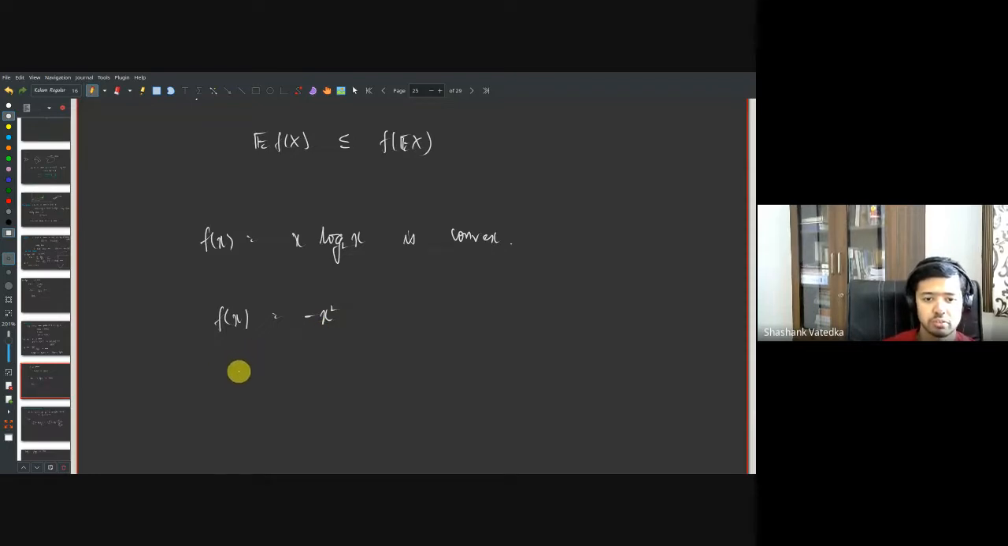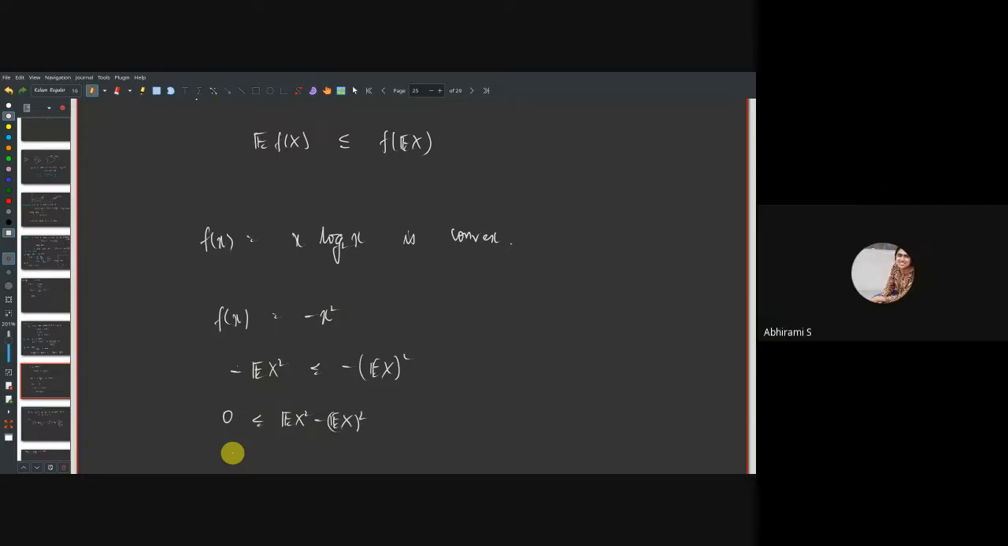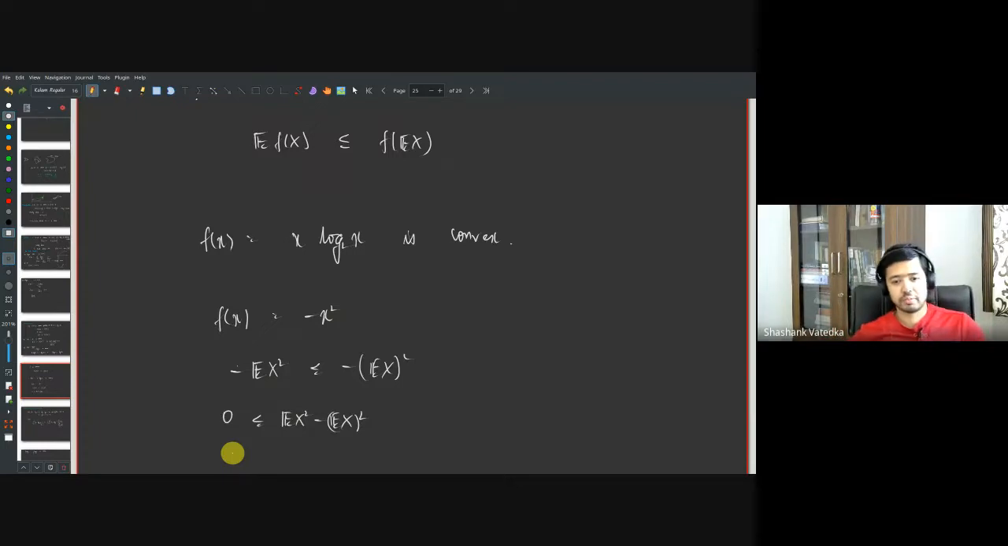So expectation of f of x, which is minus expectation of x square, is less than or equal to minus expectation of x the whole square. But then if you just rearrange, you're going to again get expectation x square. I take this on the right hand side: expectation x square minus expectation x the whole square is greater than or equal to 0. So it's still the same thing. So there's no contradiction over here.